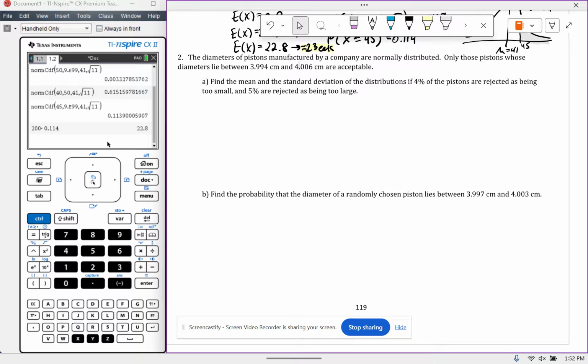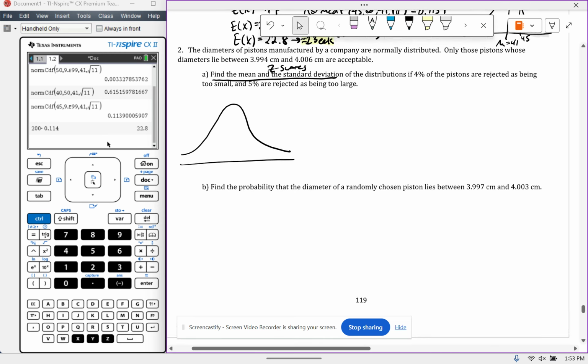So it says find the mean and the standard deviation of the distributions if 4% of the pistons are rejected as being too small and 5% are rejected as being too large. Okay, as soon as you see find the mean and the standard deviation, you write z-scores. You will be using z-scores to find an unknown mean or standard deviation. All that other stuff you can just use norm CDF or inverse norm. You just gotta figure it out, okay? All right. So now let's put our clues on here.